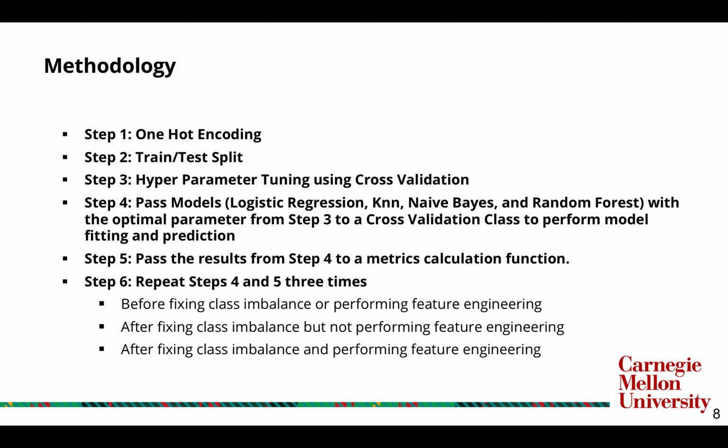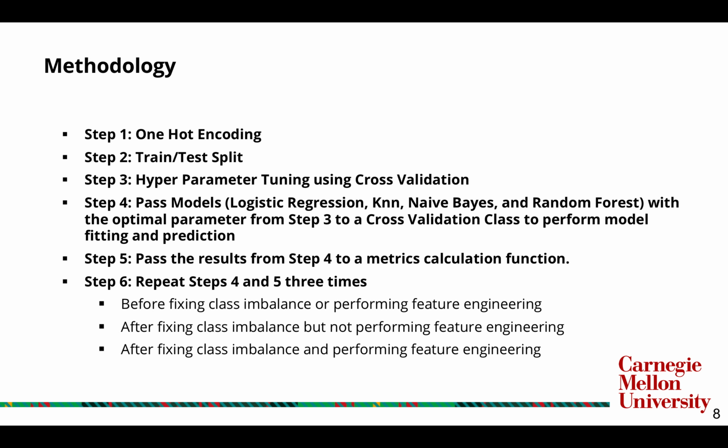Step 1 is one-hot encoding, where we are converting categorical variables into binary variables for our model fitting. Step 2 is dividing the data into a 75 to 25% train test split. In step 3, we are doing hyperparameter tuning using cross validation. In step 4, we are passing the parameters obtained in step 3 with the models to find the best model. In step 5, we are performing metric calculation over the models that we received from step 4. In step 6, we are basically repeating step 4 and step 5 3 times.